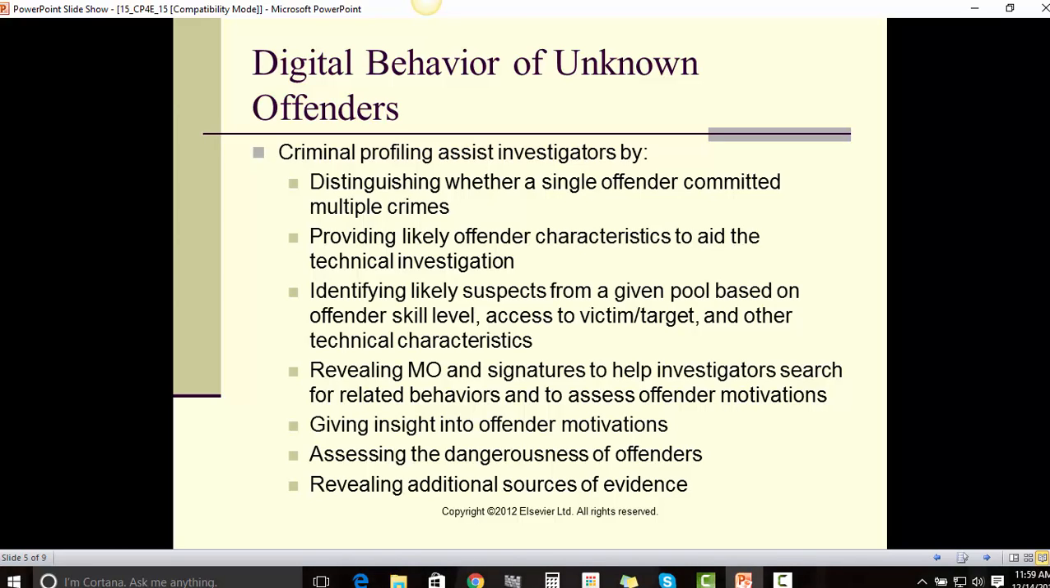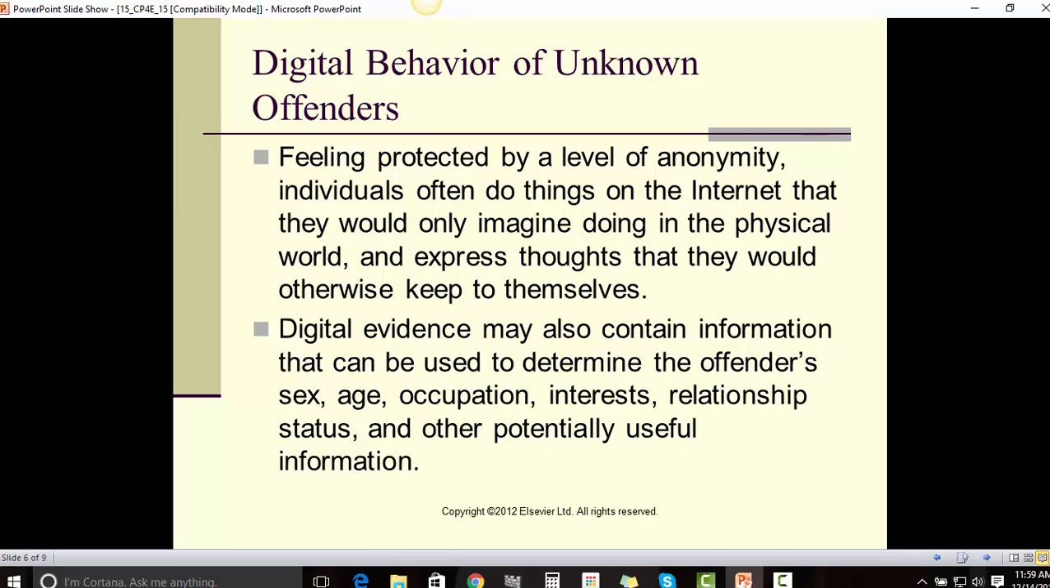Giving insight into offender motivations. Assessing the dangerousness of the offender. And revealing additional sources of evidence.